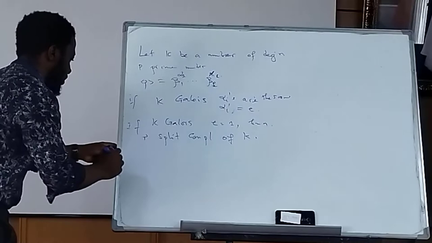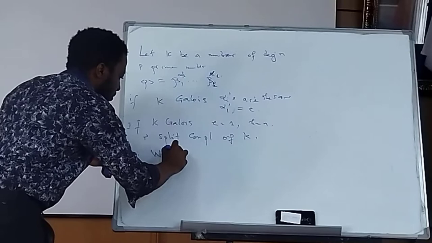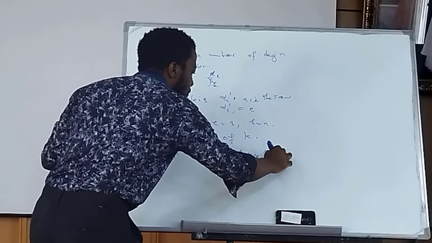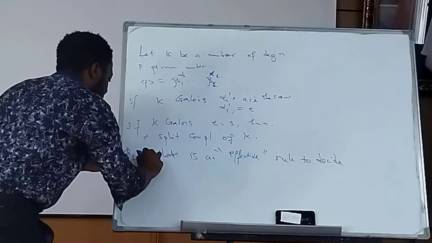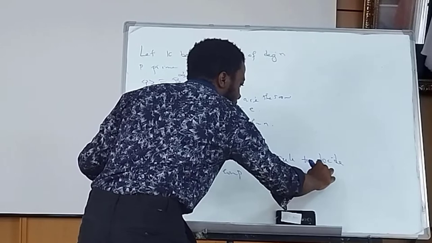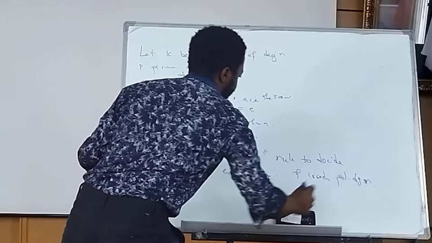Now the problem that we are going to investigate is the following. The question is: what is an explicit, effective rule to decide whether P splits completely over the splitting field Q_f, where f is an irreducible polynomial of degree, let's say, n.